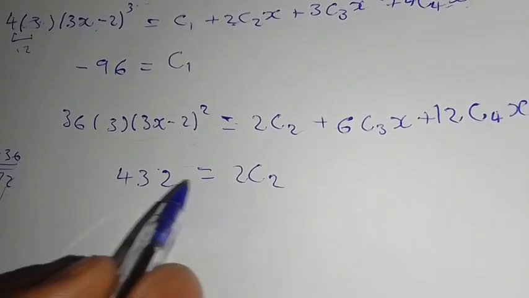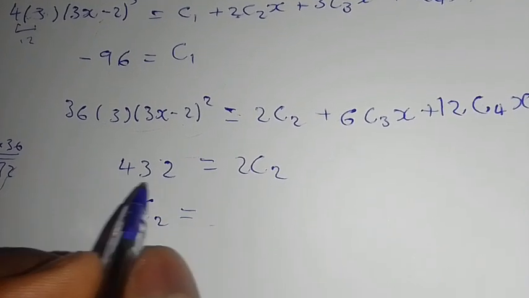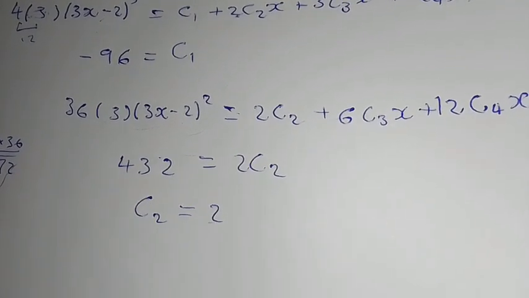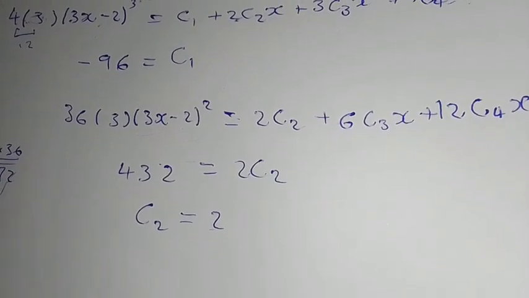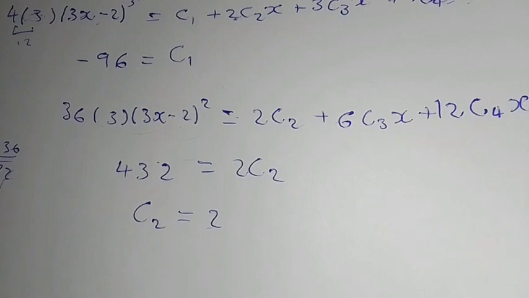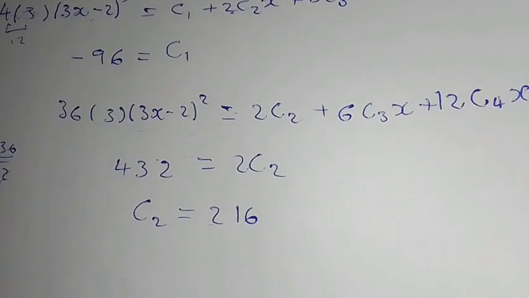Now you want to divide this by 2. Then c2 will be, here we have 400 divided by 2. That will be 200. And then you have 32 divided by 2. What's 32 divided by 2? That's just going to give us 16. So we expect that that will just be 216 there.